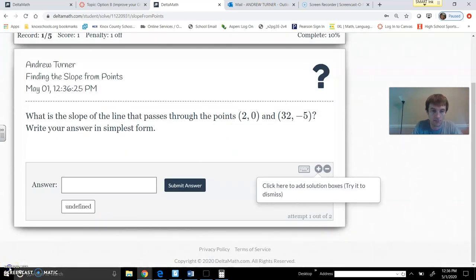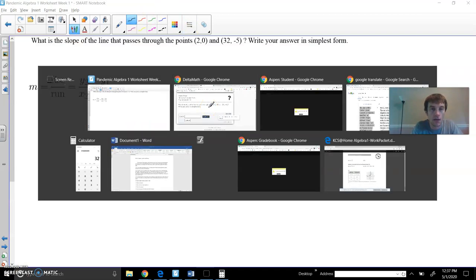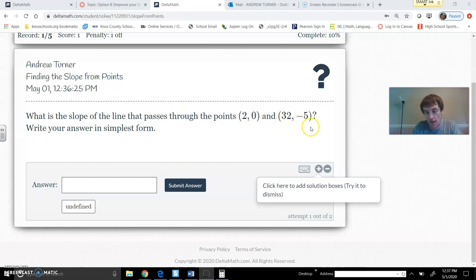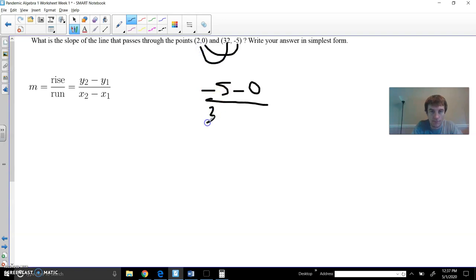I'm going to pause the video. So they gave us a different set of numbers, 2, 0, and also they gave us 32, -5. So I really want to go through that same process. I want to subtract the y values, the second one minus the first one. And then I want to divide by the second x value minus the first one. Sorry, it's sloppy. It's hard to do with my mouse pad. So this gives us -5 minus 0, which is just -5. And 32 minus 2 would be 30.